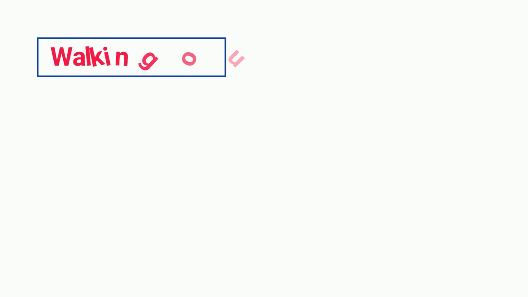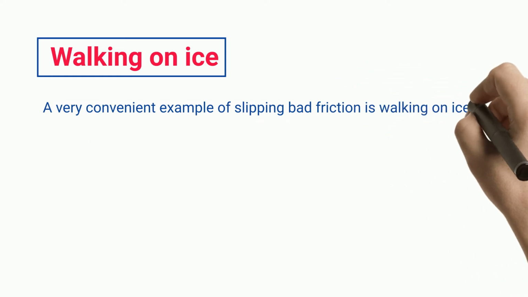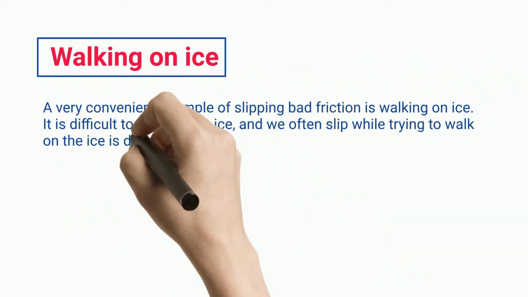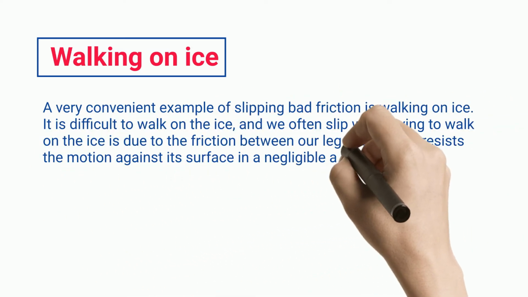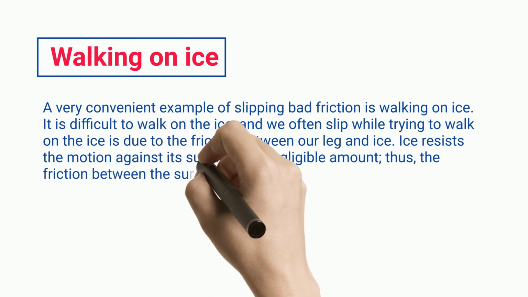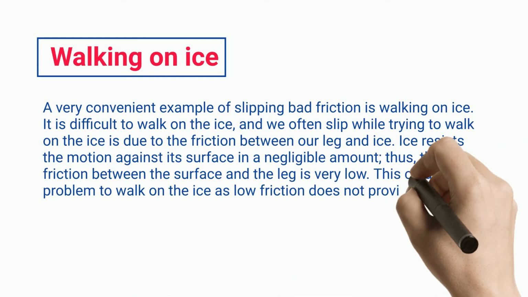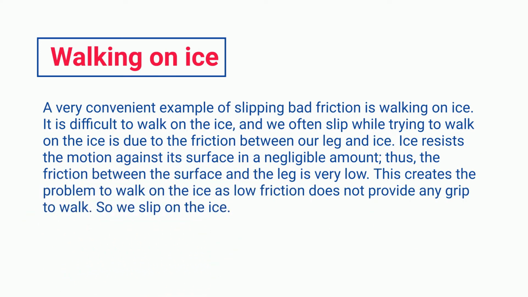Walking on ice. A very convenient example of slipping bad friction is walking on ice. It is difficult to walk on the ice, and we often slip while trying to walk on it, due to the friction between our leg and the ice. Ice resists the motion against its surface in a negligible amount, thus, the friction between the surface and the leg is very low. This creates the problem to walk on the ice as low friction does not provide any grip to walk. So we slip on the ice.